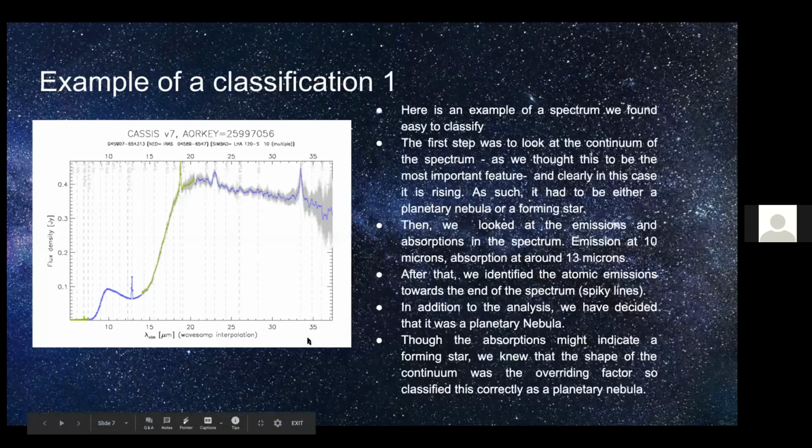This is an example of an easy classification. Looking at the continuum, it rises at first before turning over above 25 microns, which strongly suggests it's a planetary nebula. Although it appears to have some absorption regions, perhaps indicating a forming star, this is outweighed by the clear trend line, indicating that the initial guess of a planetary nebula was correct.